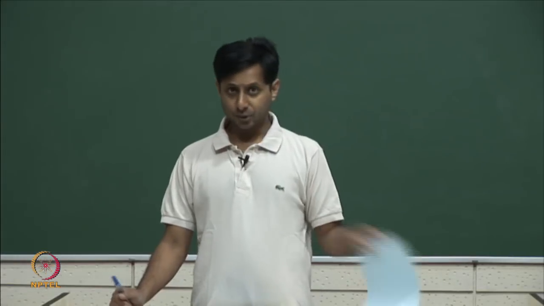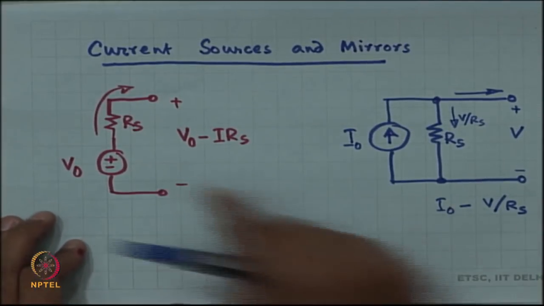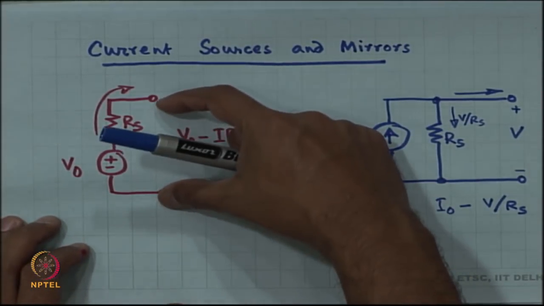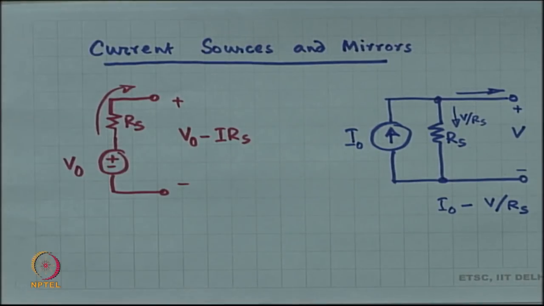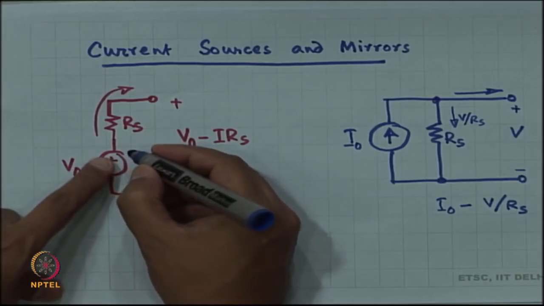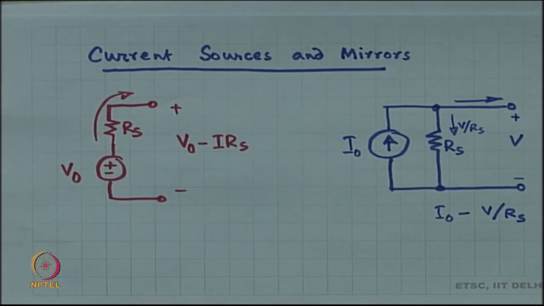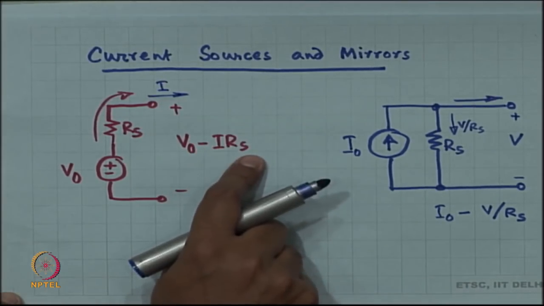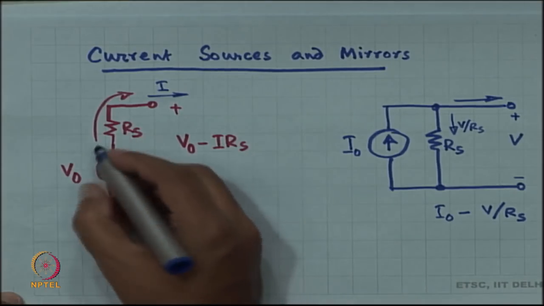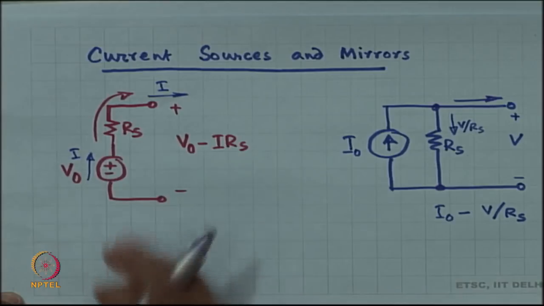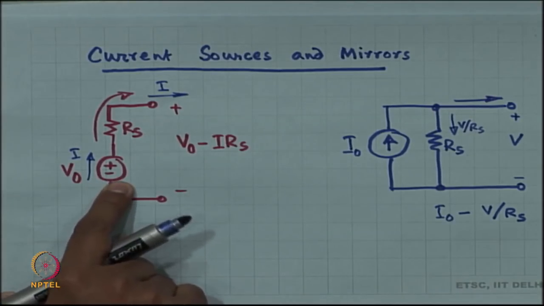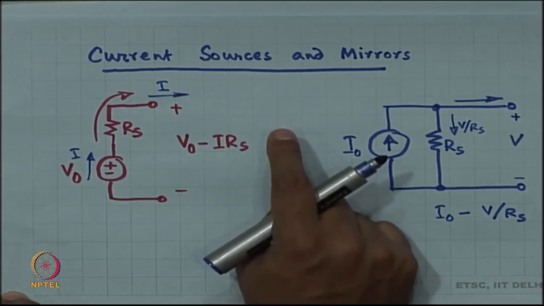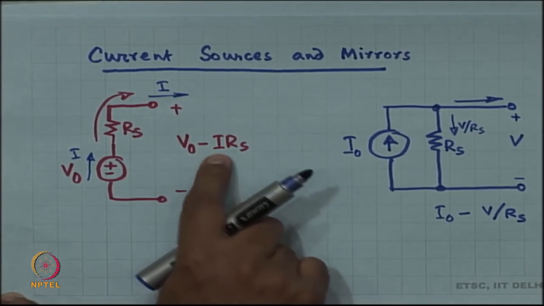Okay. As a source of power, how much power is the voltage source producing? If this voltage is something, how much is it generating and how much is it pushing in? How much is it delivering? So, this is I and this is V naught minus I R s. This is also I. So, the power that it tried to generate was V naught times I and the power that it delivered was V naught times I minus I squared R s.